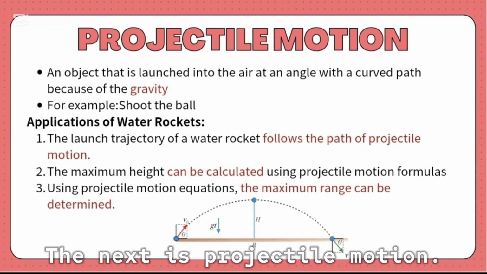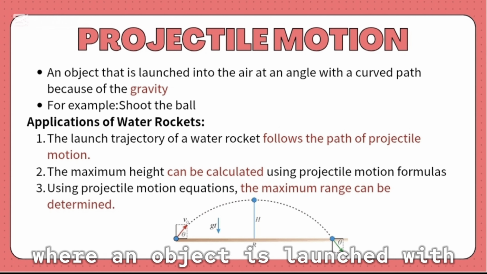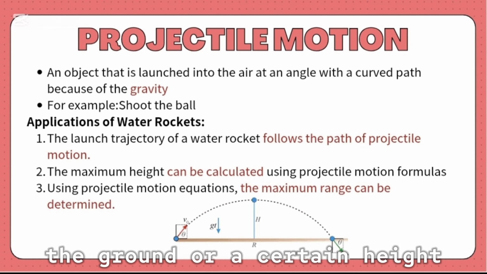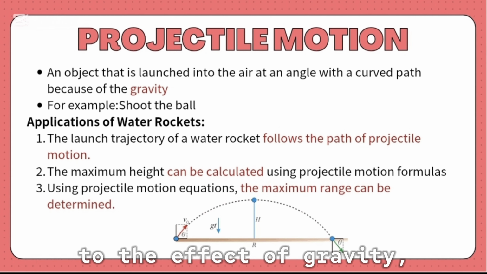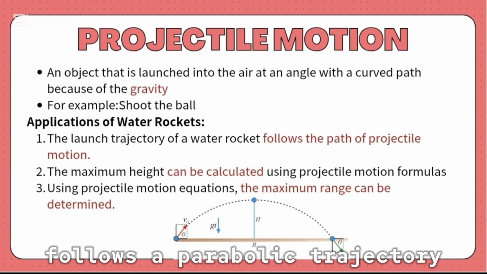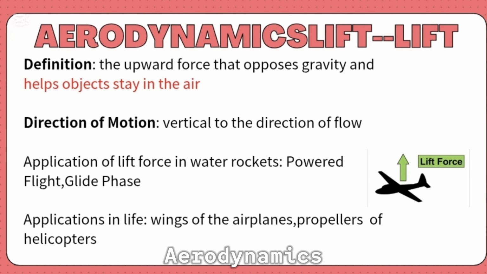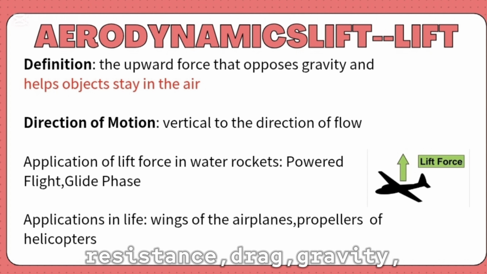The next is projectile motion. It refers to the phenomenon where an object is launched with an initial velocity from the ground or a certain height at a non-vertical angle, and due to the effect of gravity follows a parabolic trajectory in motion. Aerodynamics. Aerodynamics consists of lift, resistance, drag, gravity, and thrust.